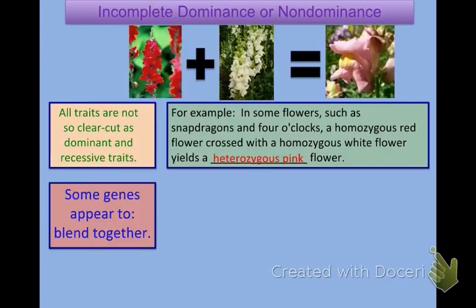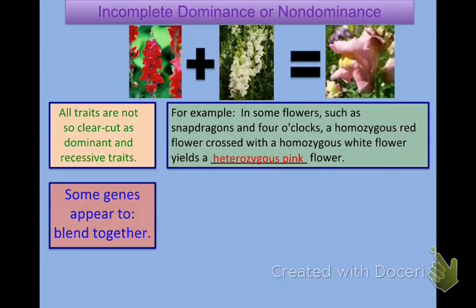When we looked at the pea plants, they were tall or they were short. There wasn't any in between. For example, in some flowers, such as snapdragons and four o'clocks, a homozygous red flower crossed with a homozygous white flower yields a heterozygous pink flower. So some genes appear to blend together instead, and this is part of the reason why there are so many eye colors.